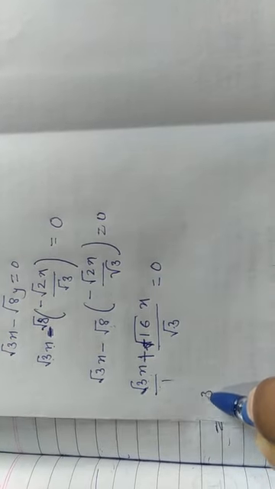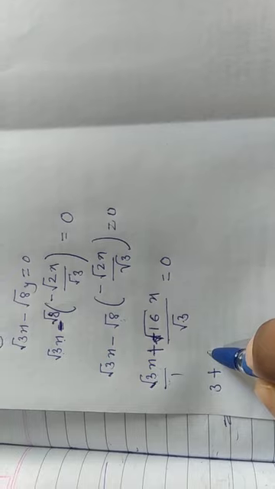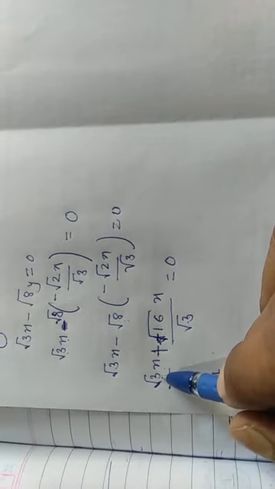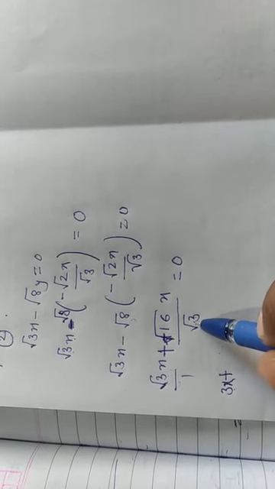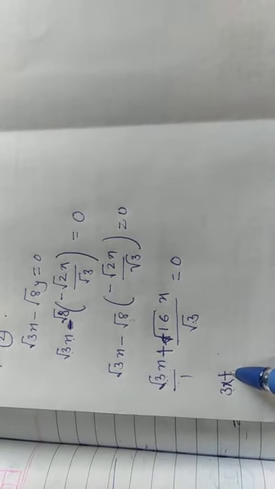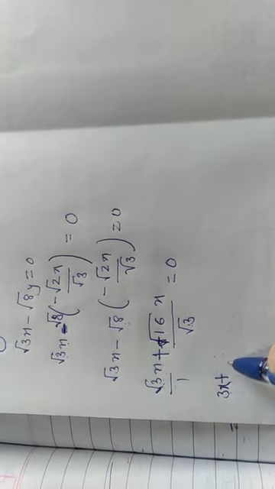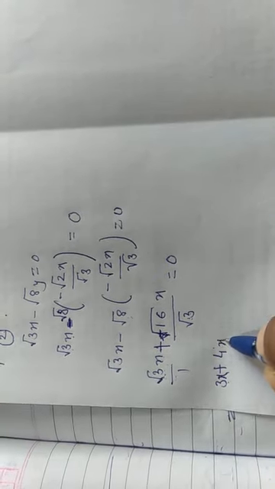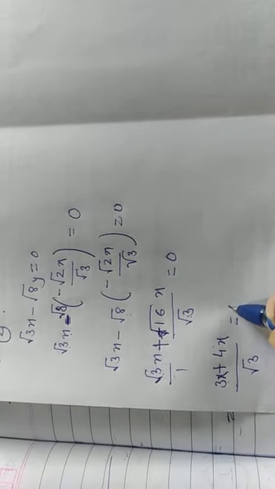Root 3 into root 3x, we get 3x, where x is there as it is, and root 3 into root 3 is 3, so you will get 3x. This root 16 means 4x, upon root 3, and that is equal to 0.